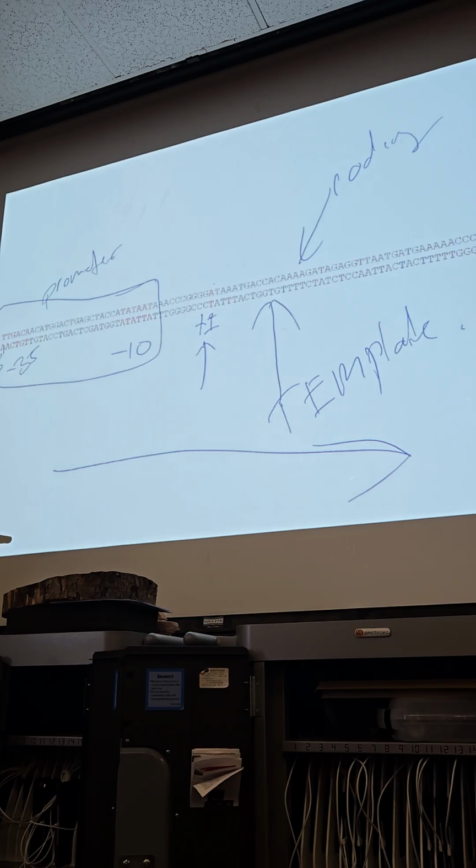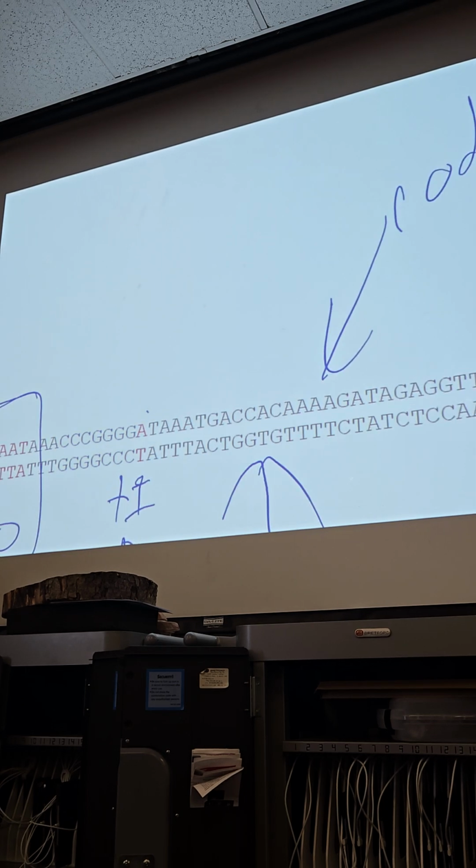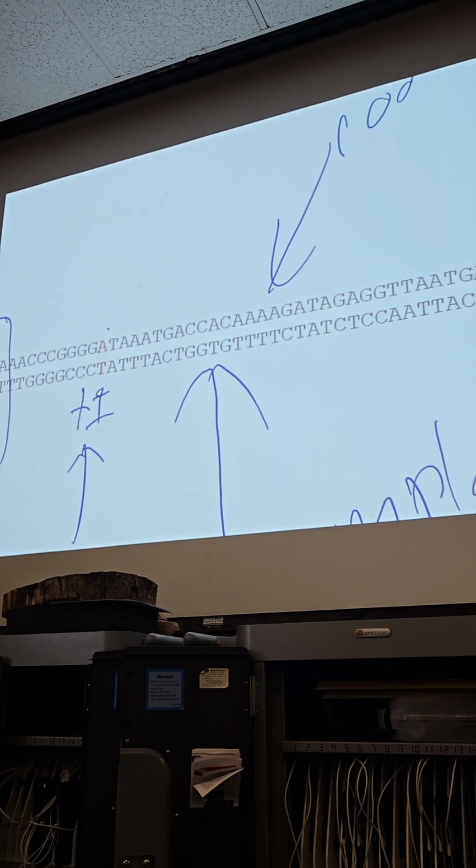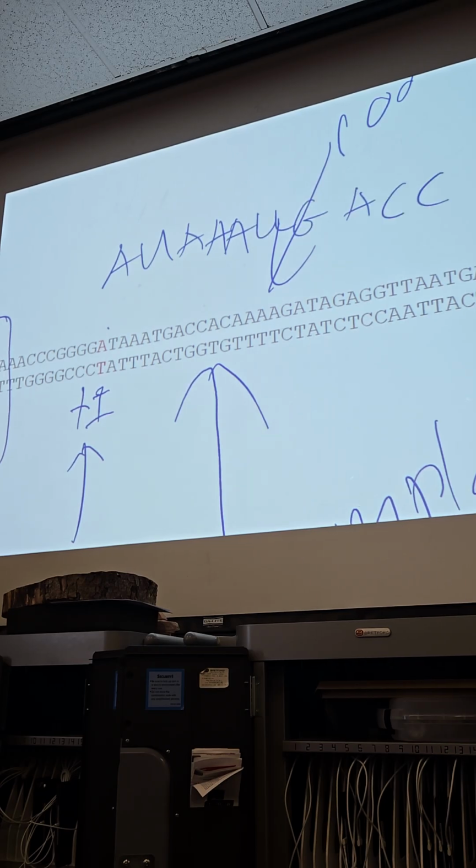5' to 3'. That direction. So I'm building the top, so I'm copying the top. What is my saying? mRNA equals T coding, and T's become U's. So what is my sequence? I start at the +1, so my sequence is AUAUAUGGAACCCA and so on, because I'm copying the top.